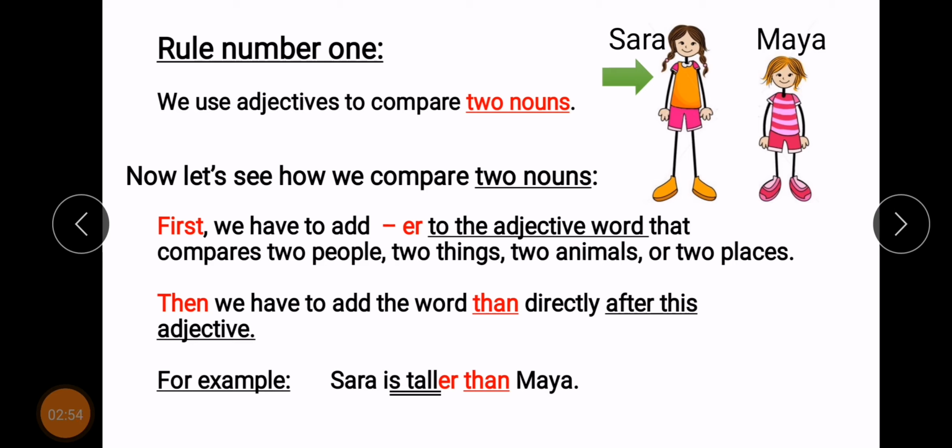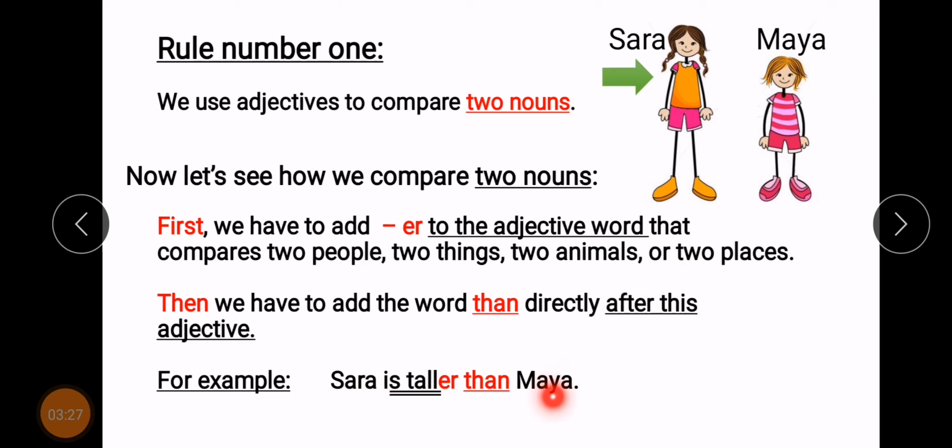Now if I'm going to talk about Sarah and Maya together, comparing the 2 girls together, I will use ER with the tall. It becomes taller. Tall plus ER, it becomes taller. The second point is to add than just after the adjective taller. So it becomes taller than Maya. So Sarah is taller than Maya.